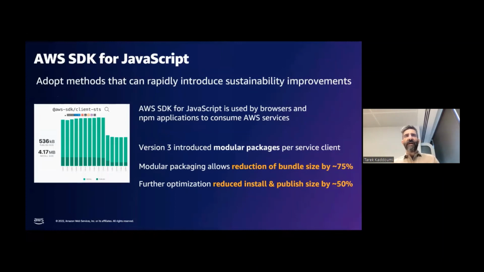version 3 of the AWS SDK for JavaScript introduced modular packages per service, and it can help you to reduce size by 75%, and it can reduce the installation and the publication size by 50%. Again, less resources, less power consumption, less storage, less networking, less processing needs, and for sure a more sustainability friendly solution architecture.